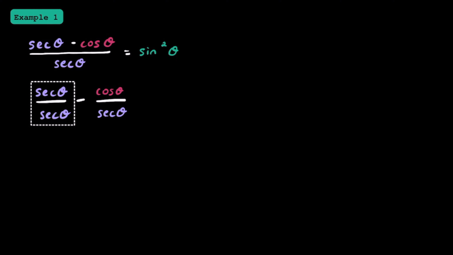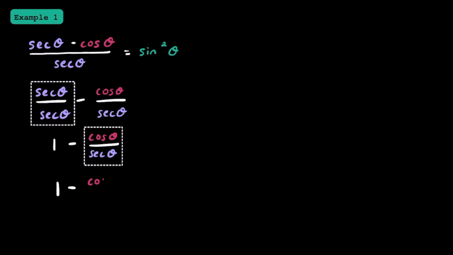The reason why this is useful is that we can simplify the secant theta over secant theta to just getting 1. Simplifying this, we can write 1 minus cosine of theta over secant of theta. At this point, it's important to notice that cosine and secant are reciprocal functions. What I mean is that cosine is the same thing as 1 over secant, and secant is the same thing as 1 over cosine. To make this more clear, I'm going to separate these 2 functions.